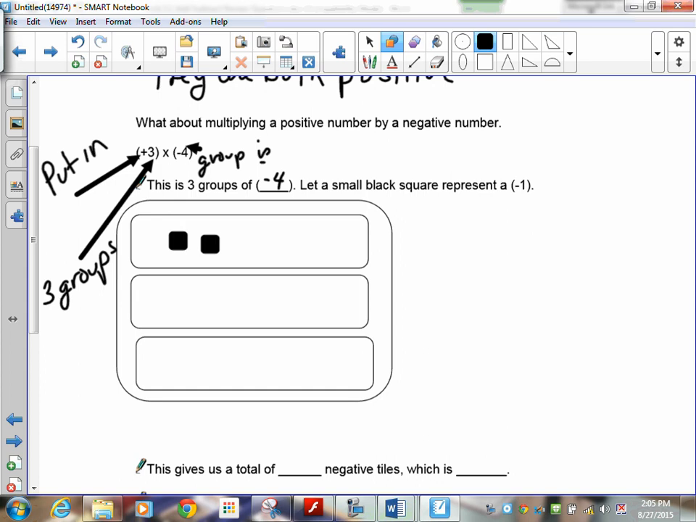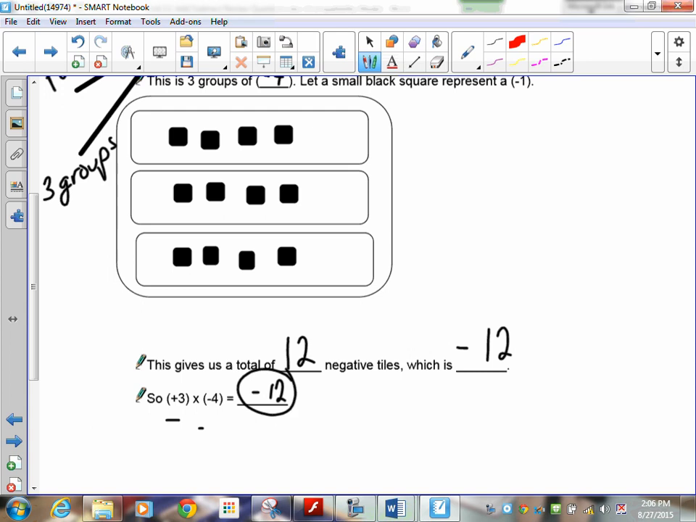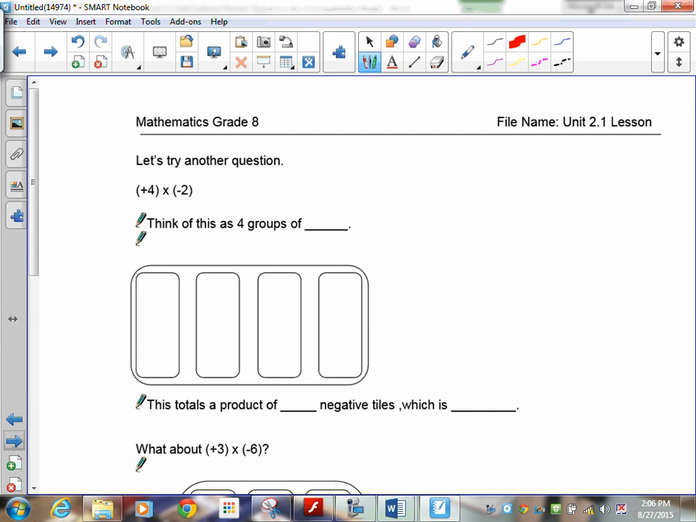Okay, so here is 1, 2, 3, 1, 2, 3, 1, 2, 3, oh, sorry, it's 4. There's 3 groups of negative 4. All right? Well, what does that give us? Well, take a look and count them up. It gives us a total of 12 negative tiles, which is negative 12, isn't it? So we know that positive 3 times negative 4 is negative 12. Now, you should see something there. This was a positive times a negative, and the answer came out to be a negative. When it was a positive times a positive, it was a positive answer. When it was a negative times a negative, we'll get to that one in a moment, okay?